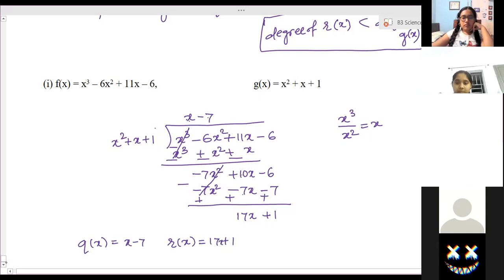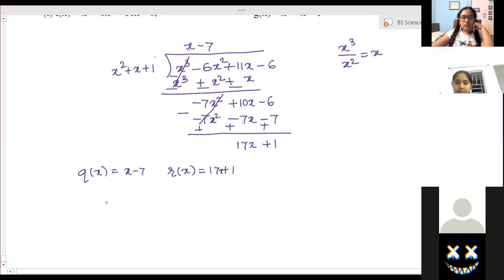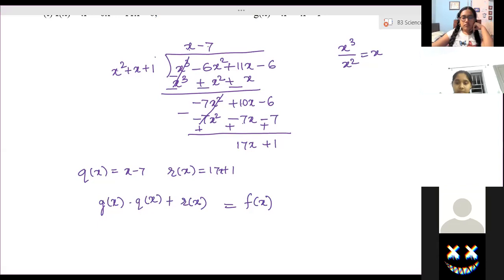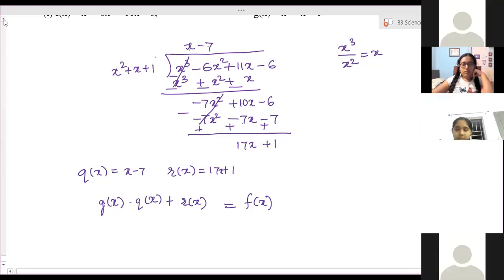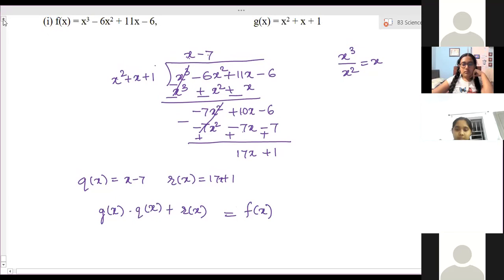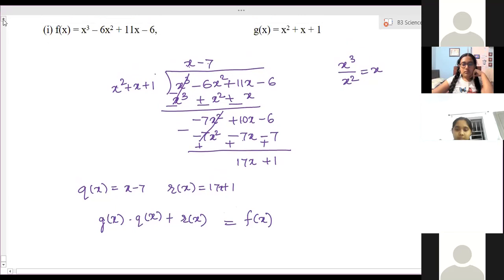If you want to verify, you have to multiply g(x) into q(x), and then add r(x). This value should be exactly equal to f(x). Clear? Yes, ma'am. Ma'am, for all the questions we have to verify? No, not needed. If it is asked in the exam, then only. Okay.